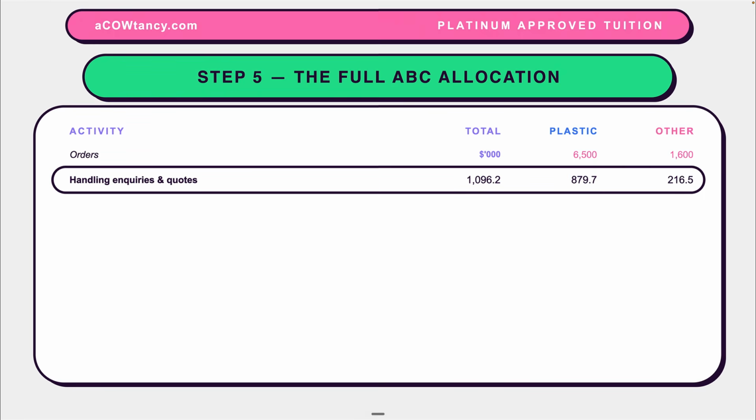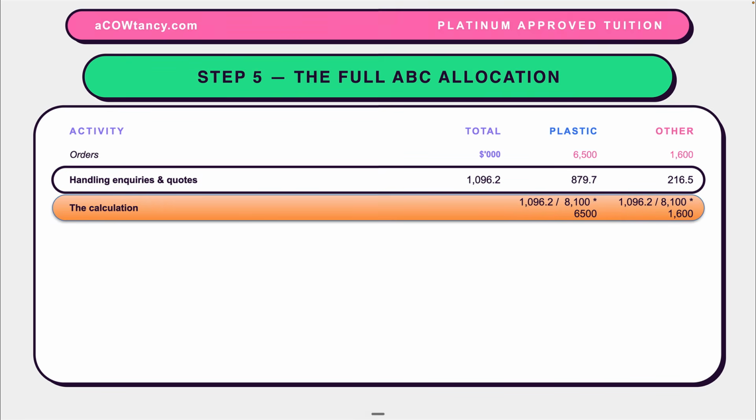So the first one was based on orders. To do the calculation, you'd say the 1096.2 divided by 8,100. Why 8,100? Because plastic had 6,500 orders, other had 1,600 orders. So you divide it by 8,100, the two added together, and then give plastic 6,500 of that and give other 1,600 of that. And that's how you made the split.